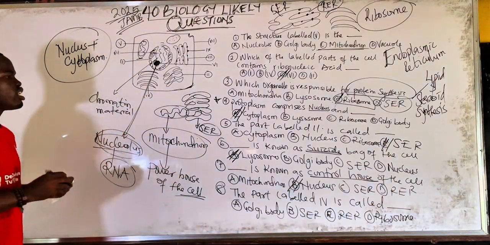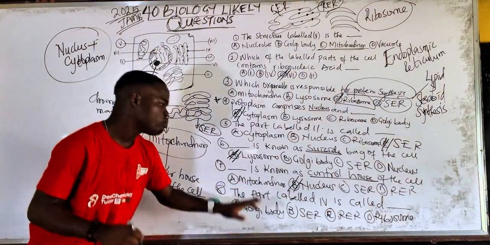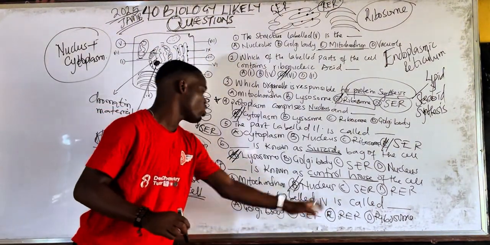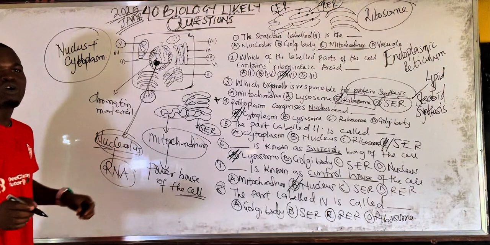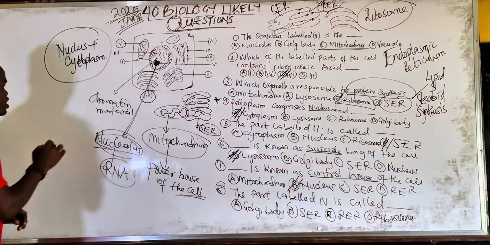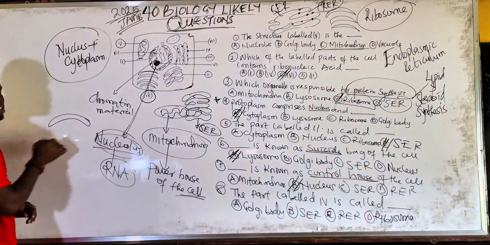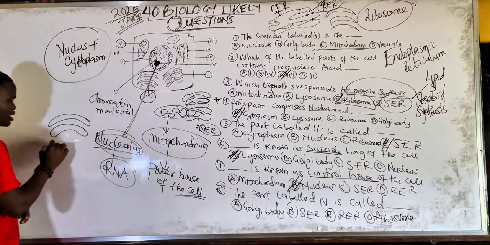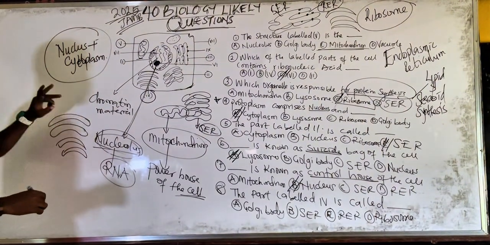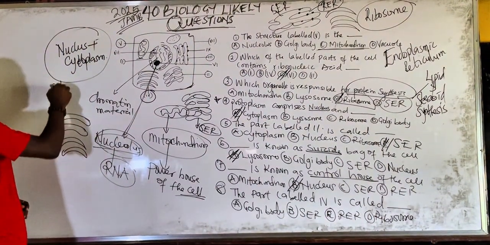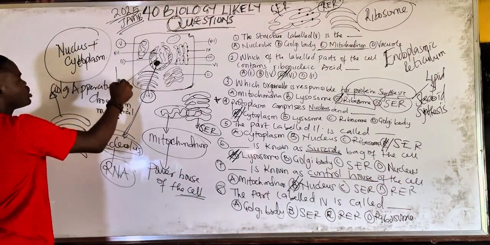Alright, very easy. Now, let's go back to this. So the control house we said is the nucleus. Now, question 8. The part labeled 4 is called dash. Where is 4? Okay, this is 4. Anytime you have something that looks like a stack of coins, look at it. Can you see 1, 2, 3, 4, like a stack? This is what we note as the Golgi apparatus, or sometimes they call it Golgi body.